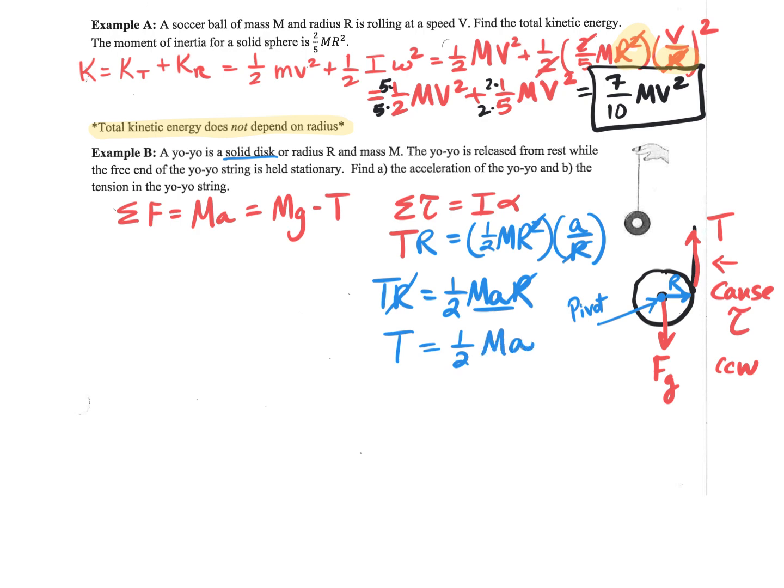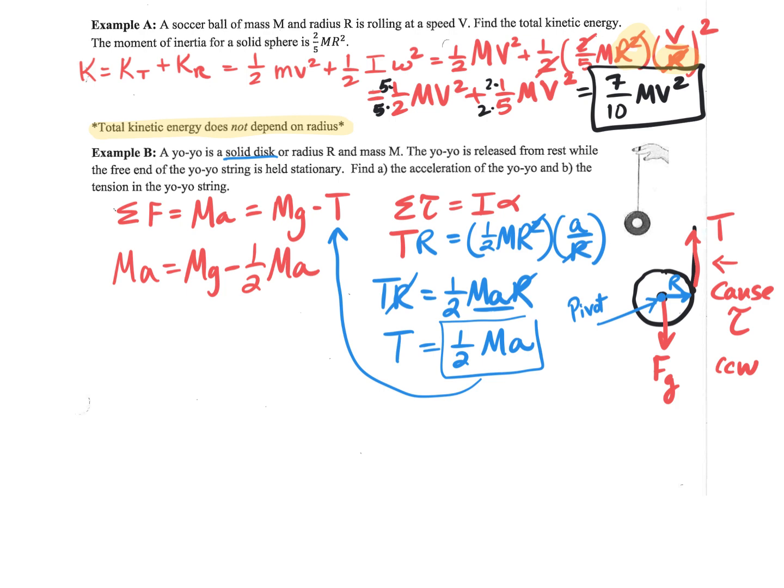Well, guess what we can do with that? We can plug it in right there, can't we? So now we have over here MA equals mg minus 1/2 MA. Well, that's pretty handy, isn't it? Look what all three terms over there have: M. So they all go away. So we have A equals G minus 1/2 A.